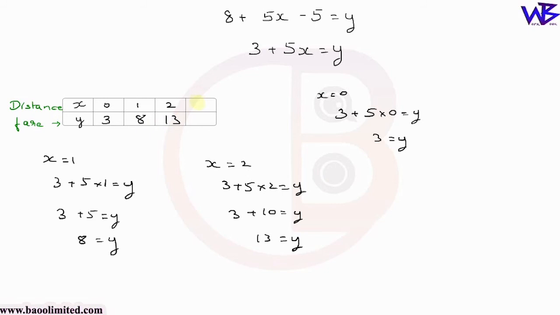And let's take x is equal to 3. So when x is equal to 3, 3 plus 5 into 3 is equal to y. So 3 plus 15 is equal to y. 18 is equal to y. So y's value will be 18. Now we'll have to plot this in a graph. So this is the graph.